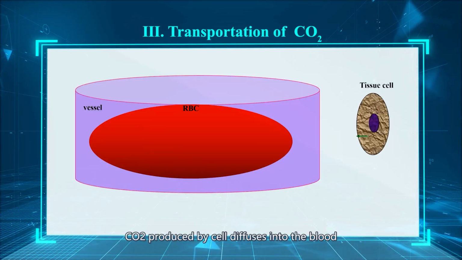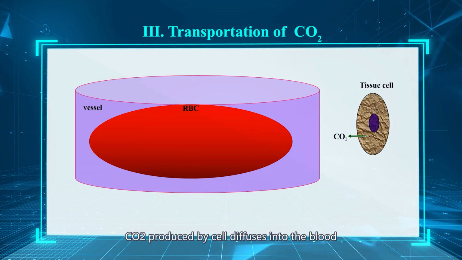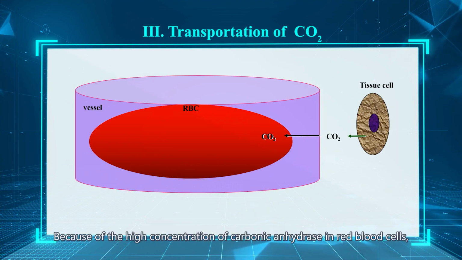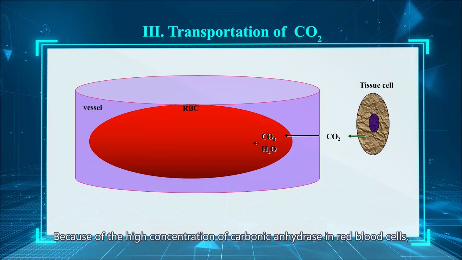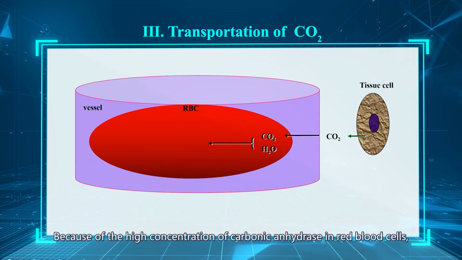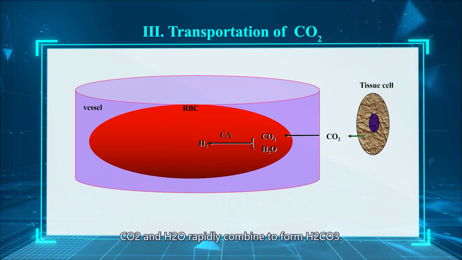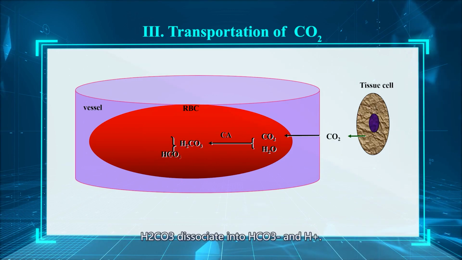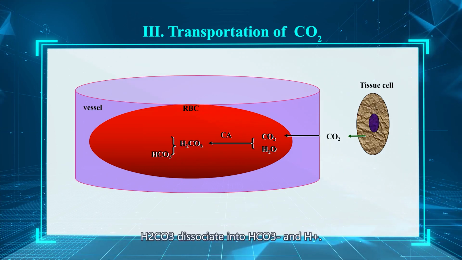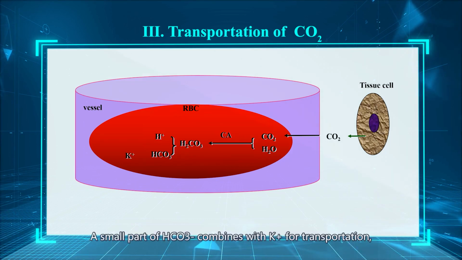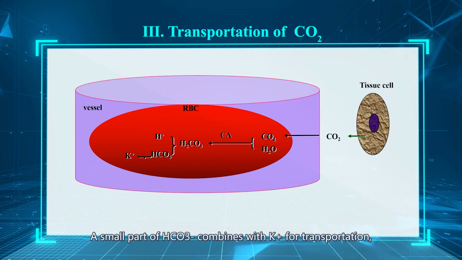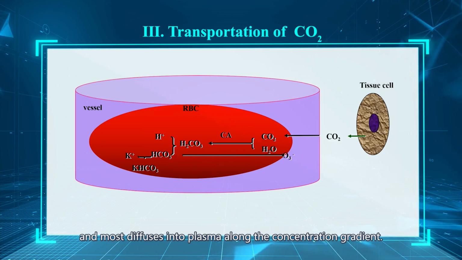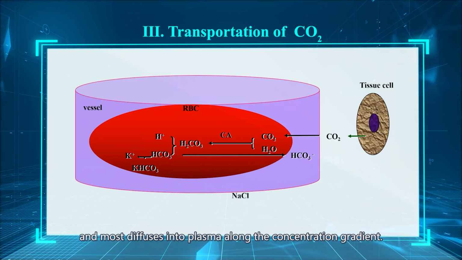Carbon dioxide produced by cells diffuses into the blood and then into red blood cells. Because of the high concentration of carbonic anhydrase in red blood cells, carbon dioxide and water rapidly combine to form carbonic acid. Carbonic acid dissociates into bicarbonate and hydrogen. A small part of bicarbonate combines with potassium for transportation, and most diffuses into plasma along the concentration gradient.